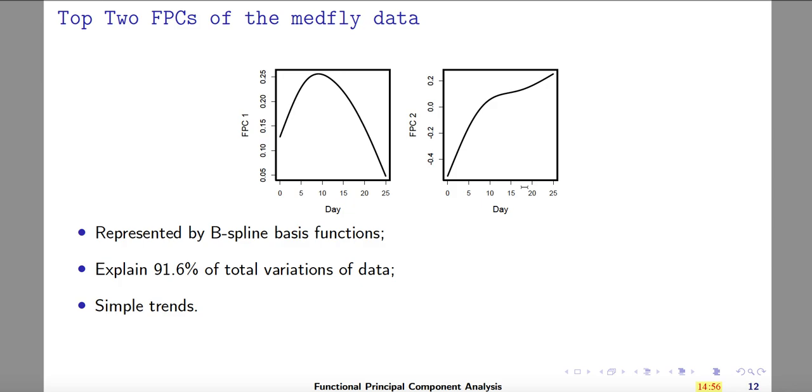So you can see just the two FPCs can explain a large proportion of the total variation in the data. Also, the medfly data is actually pretty messy, but if you look at the FPCs, they are actually very simple, right? Yes, it's just these two simple curves with a simple trend.